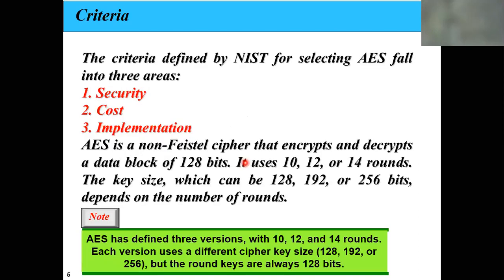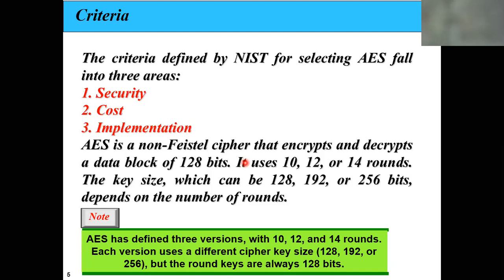The criteria defined by NIST for AES fall into three areas. The selection process for the new symmetric key encryption algorithm was fully open to public scrutiny and comment.